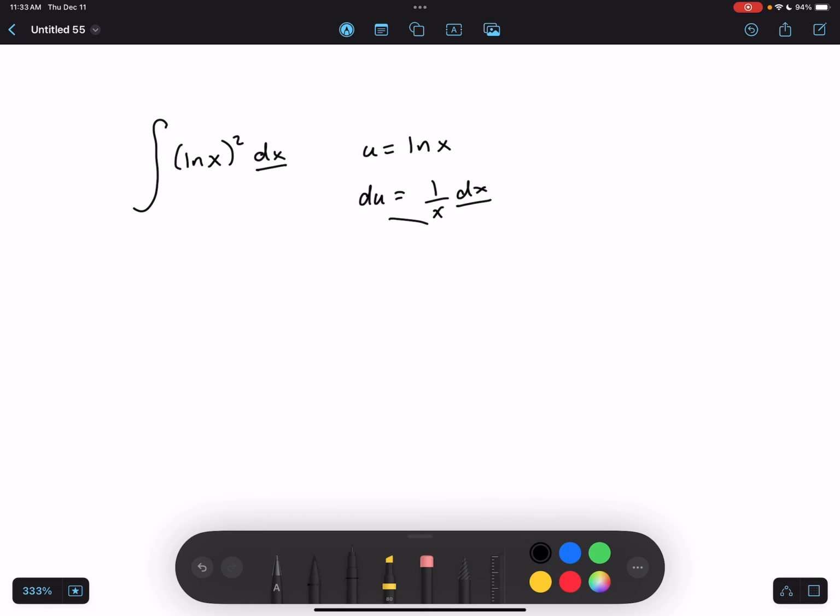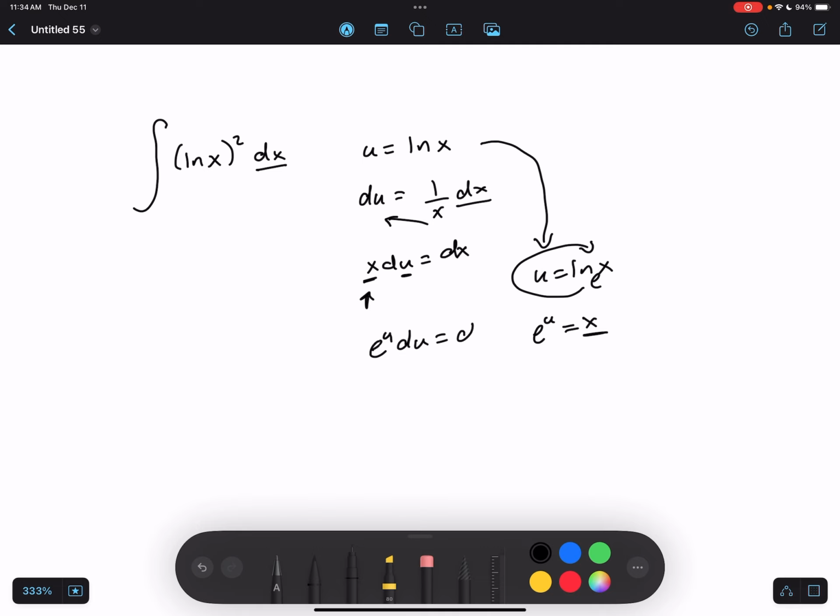So what we'll do is we'll multiply this x over, we'll get x du equals dx, and the problem now is we've got x and u in the same term, and that doesn't jive very well. So what we can do is bring down our original u that we built, and we can say u equals ln of x. In this case it's a natural log, so it has base e, and we can change this using log properties to be e to the u equals x. So now we have solved for x, and we can replace this here. We can say e to the u du now equals dx.